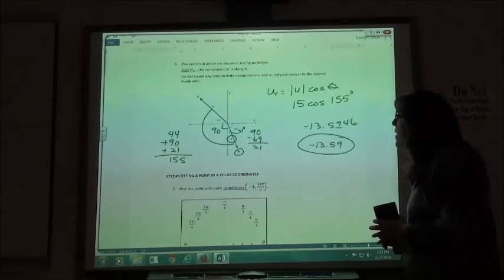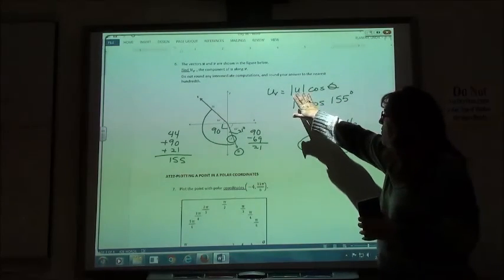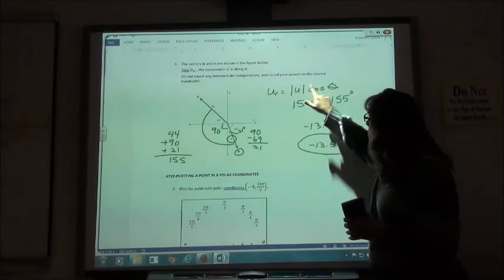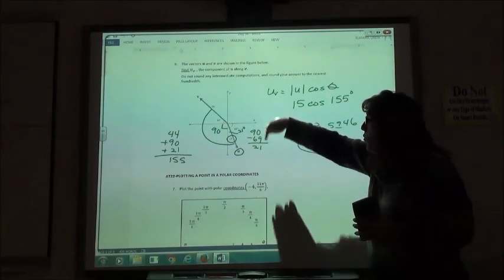So, I'm finding the component of my vector. I have the magnitude of my main vector times the cosine of the angle between the two vectors.